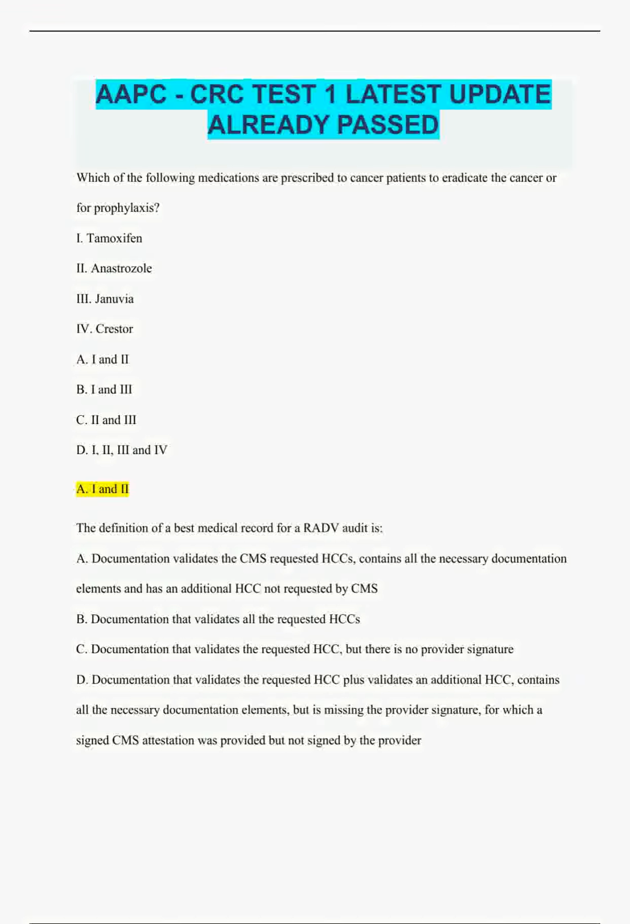The definition of a best medical record for a RADV audit is: A. Documentation validates the CMS requested HCCs, contains all the necessary documentation elements, and has an additional HCC not requested by CMS. B. Documentation that validates all the requested HCCs. C. Documentation that validates the requested HCC, but there is no provider signature. D. Documentation that validates the requested HCC plus validates an additional HCC, contains all the necessary documentation elements, but is missing the provider's signature.